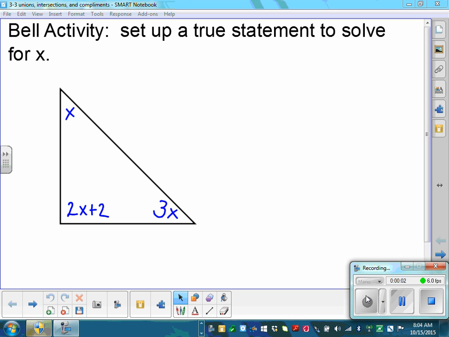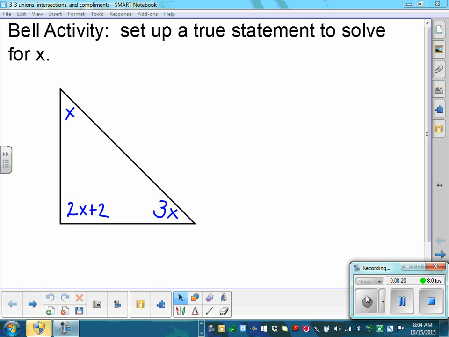All right, so a true statement. Like I said, guys, all year long we're going to see different pictures, and you're going to have to set up true statements to be able to solve for a variable. Two days ago, maybe yesterday, we had two parallel lines and a transversal, and we had to set up a true statement with that.